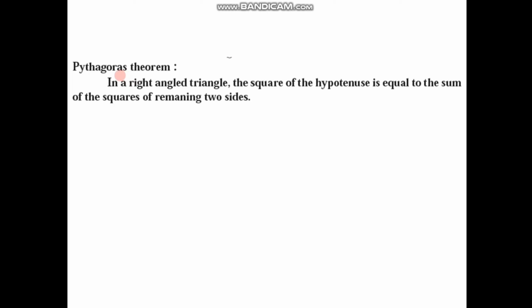We can define this as: in a right angle triangle, the square of the hypotenuse is equal to the sum of the squares of the remaining two sides.